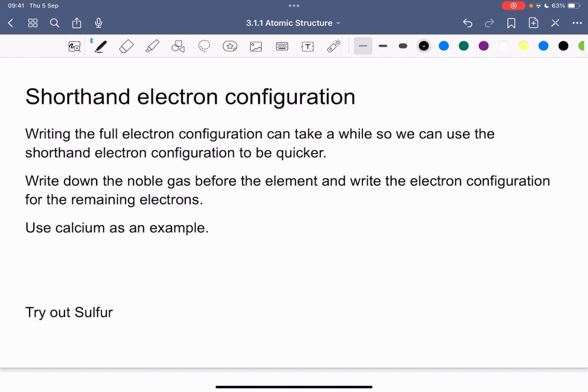Now, sometimes they might ask you for the shorthand configuration. This is used because writing the full electron configuration can take a while, so we can just use the shorthand configuration to be quicker. The way you do this is you write down the noble gas before the element and write down the electron configuration for the remaining electrons. So I'm going to use calcium as an example.